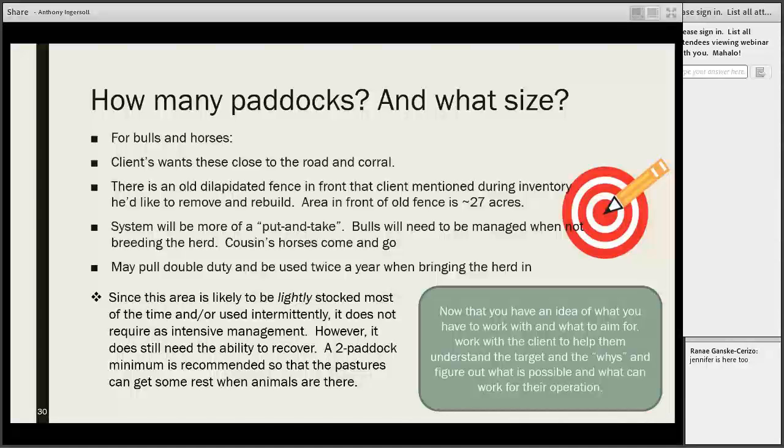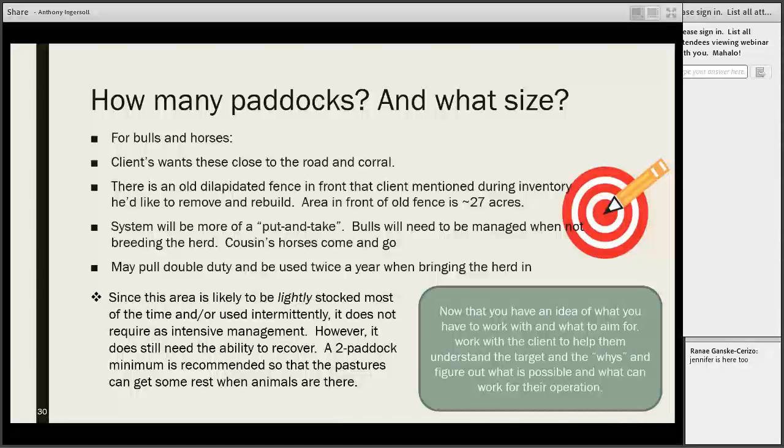So since this area is most likely going to be pretty lightly stocked with 27 acres and probably just a handful of animals, and surely used intermittently, it does not require as intensive a management, but it does still need the ability to recover if it's going to get better. A 2-paddock minimum is what would probably be recommended so that he can get some kind of control and rest while the animals are there. If he would like to go a little bit more, that would be an option. But we shouldn't be getting crazy with an 8-paddock rotation for a couple of bulls. It's probably overkill. But just talking story with him and determining what he feels like is going to be okay would probably be a good start.